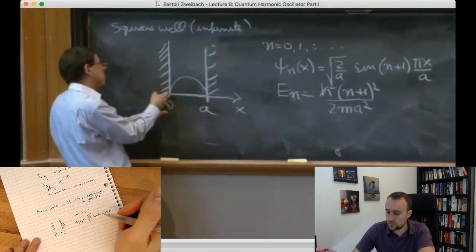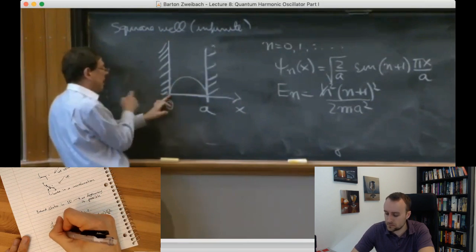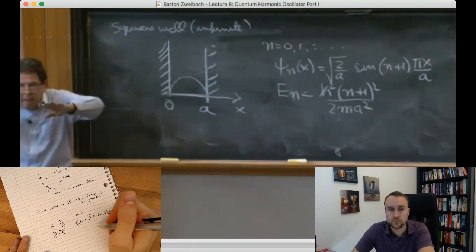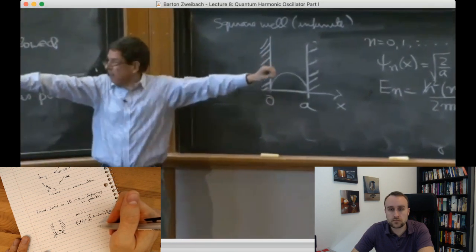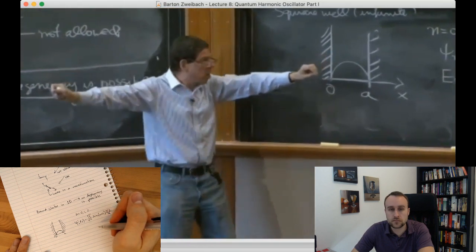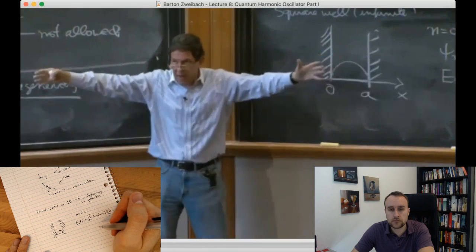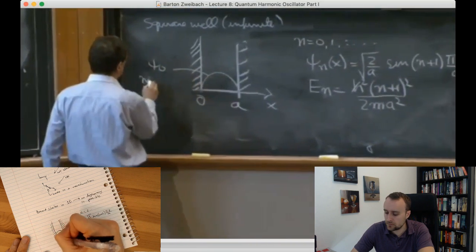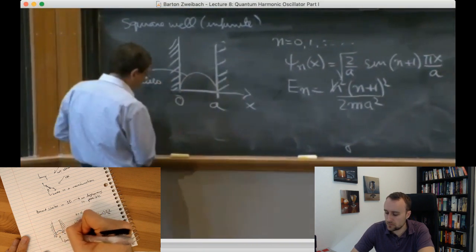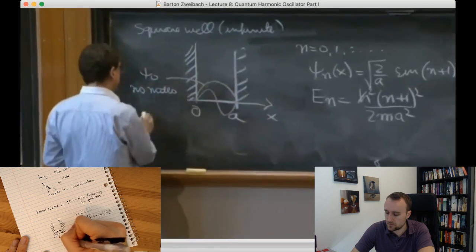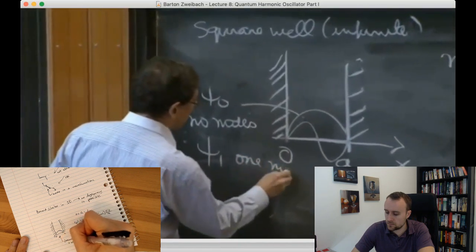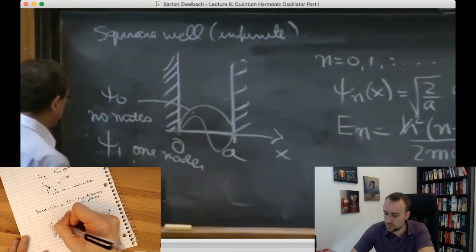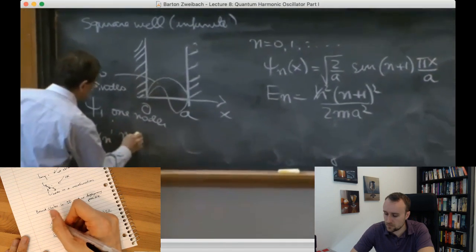The wave function has to be continuous. There cannot be any wave function to the left, so it has to vanish here. These things don't count as nodes. It is like a bound state having to vanish at infinity, and that's not what we count as a node. The node is somewhere in the middle of the range of x where the wave function vanishes. So this is the ground state, psi 0, which has no nodes. Psi 1 would be something like that, and has one node. And try the next ones, they have more and more nodes, so psi n has n nodes.